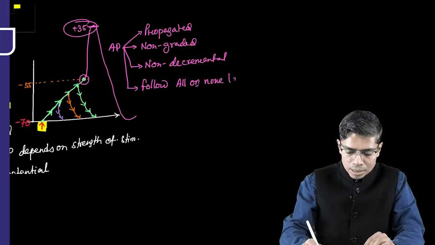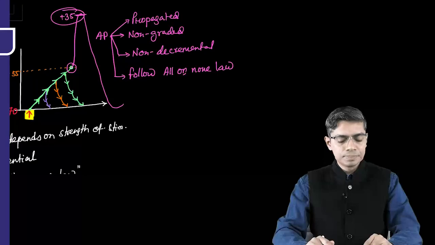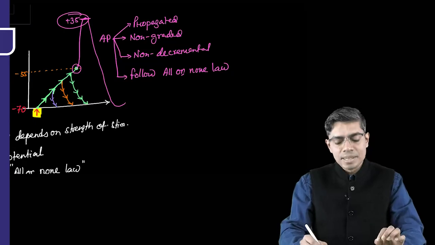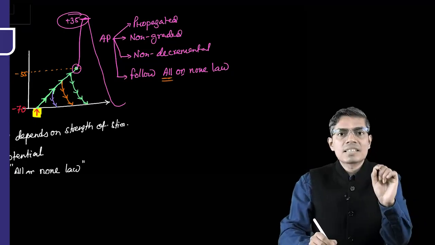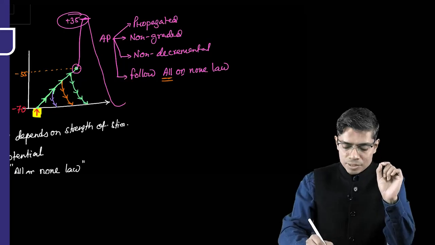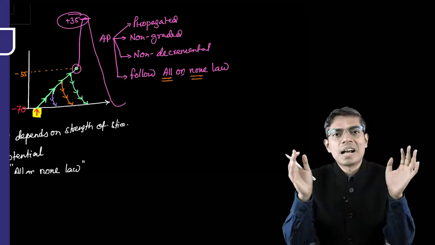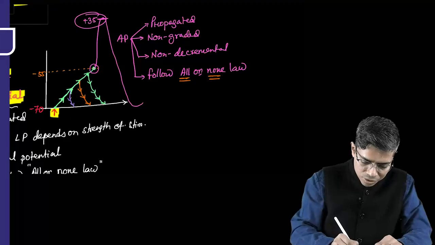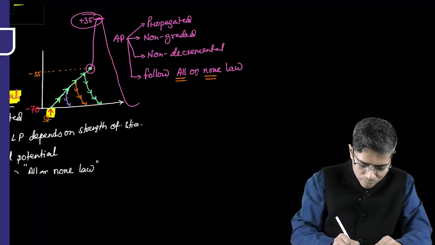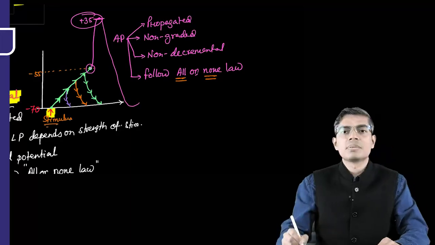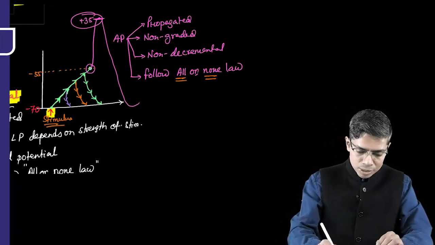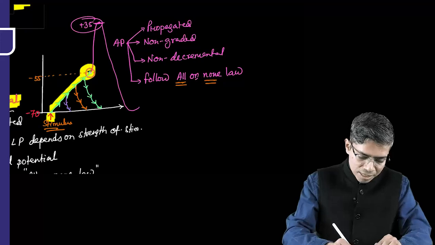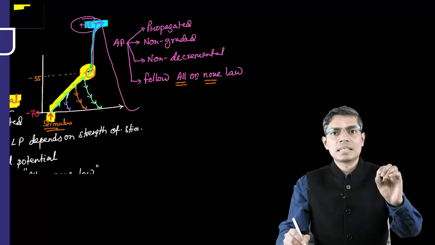What do you mean by all or none law? It means if the action potential is happening, it will happen with maximum amplitude, and if it is not happening, it will not happen at all. All or none. If your strength of stimulus is adequate so that the membrane voltage crosses the threshold, then the action potential will be generated, and it always generates with the maximum amplitude.